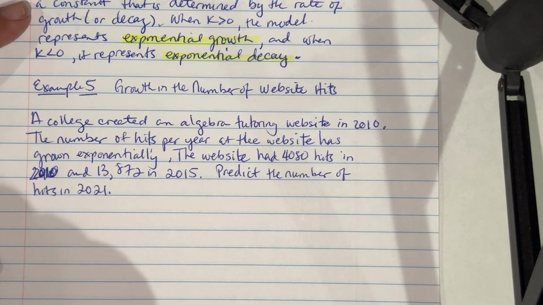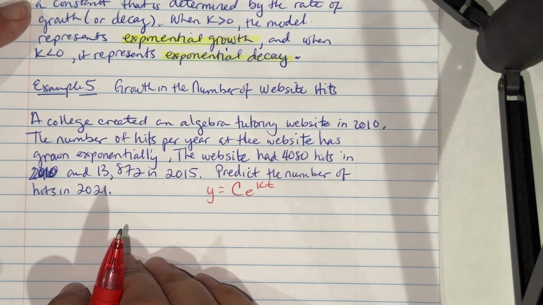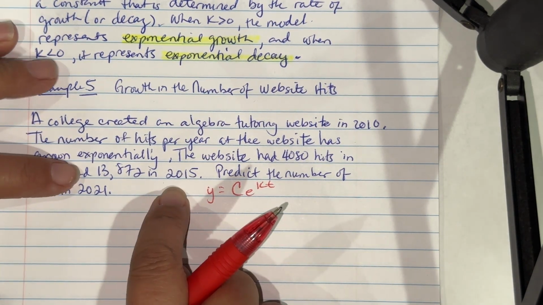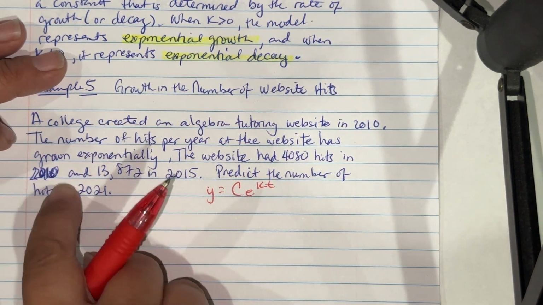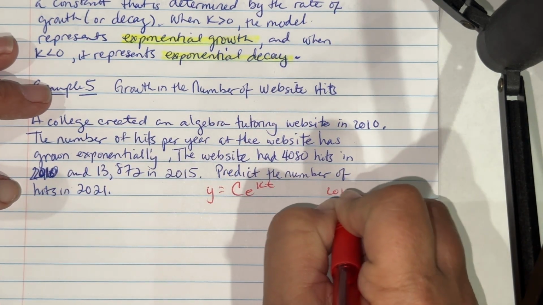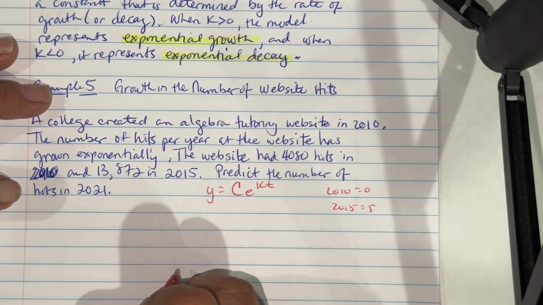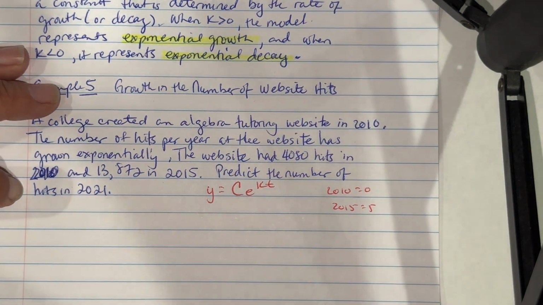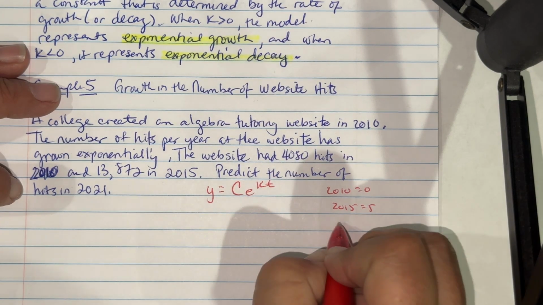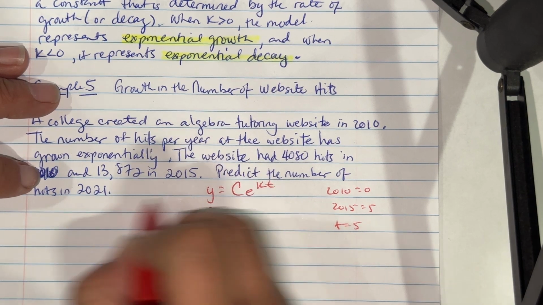So, first thing we need to do is identify our equation. We know that it's going to be y equals c e to the kt. And it says 2015, which is 5 years after the initial hit website. So remember, 2010 is initial. Think of that as year 0. 2015 is 5 years later. So the t time frame is going to be 5 years. We don't know what our y is, that's what we're trying to find. But we know that it ended here.